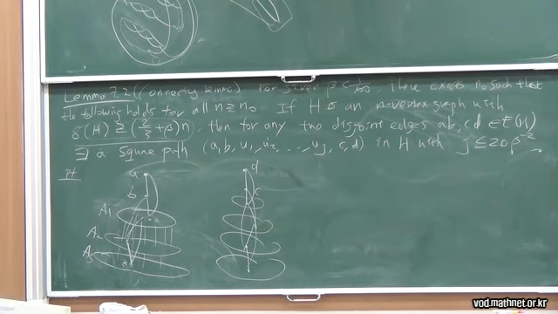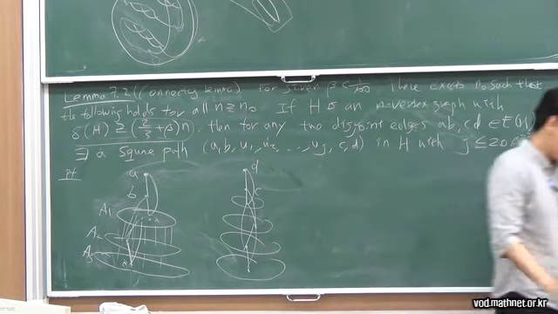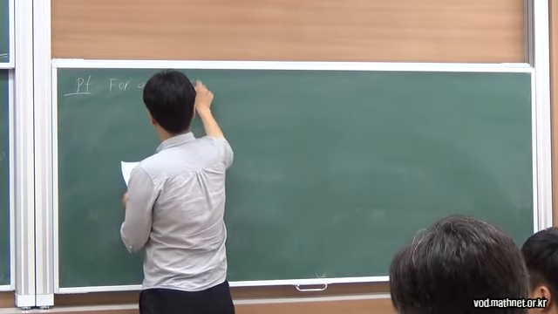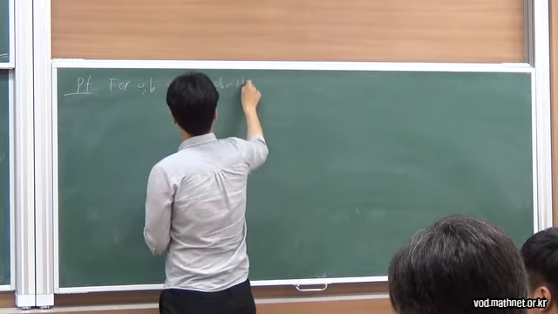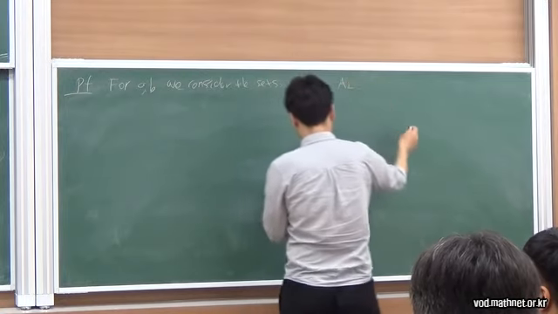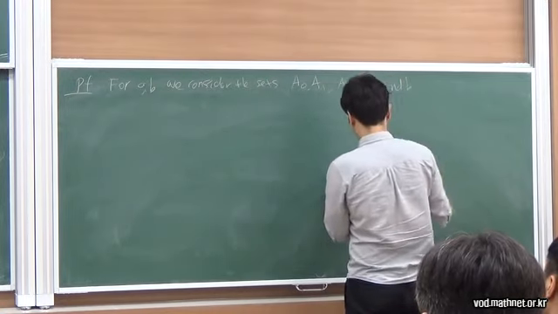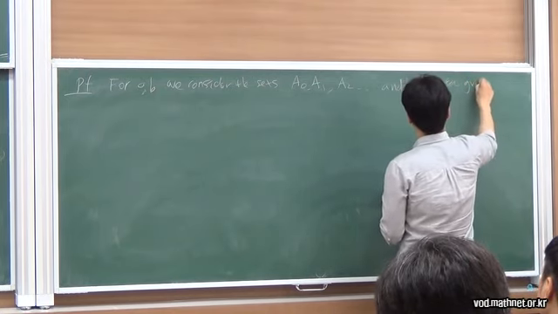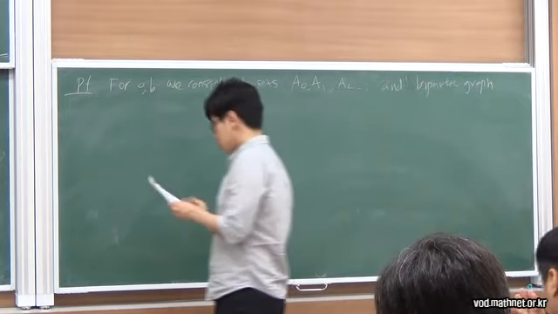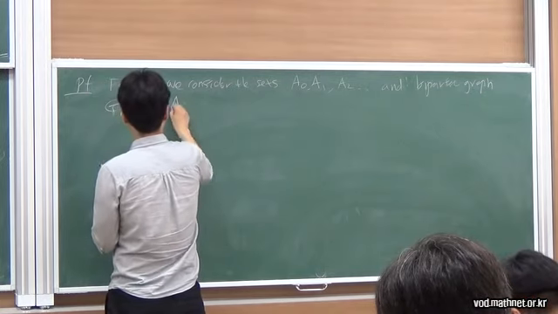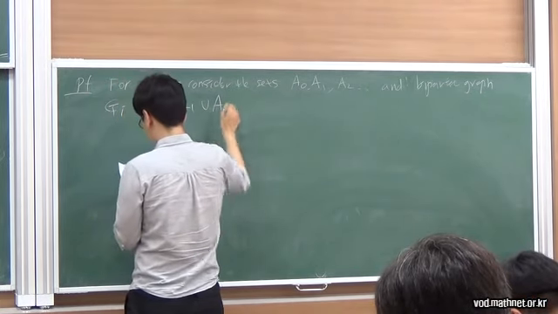So let's just do it for A, B first. C, D, we will do accordingly later. So for A, B, we consider the sets A0, A1, A2, and bipartite graph G_i on the bipartition, say A_{i-1} and A_i.